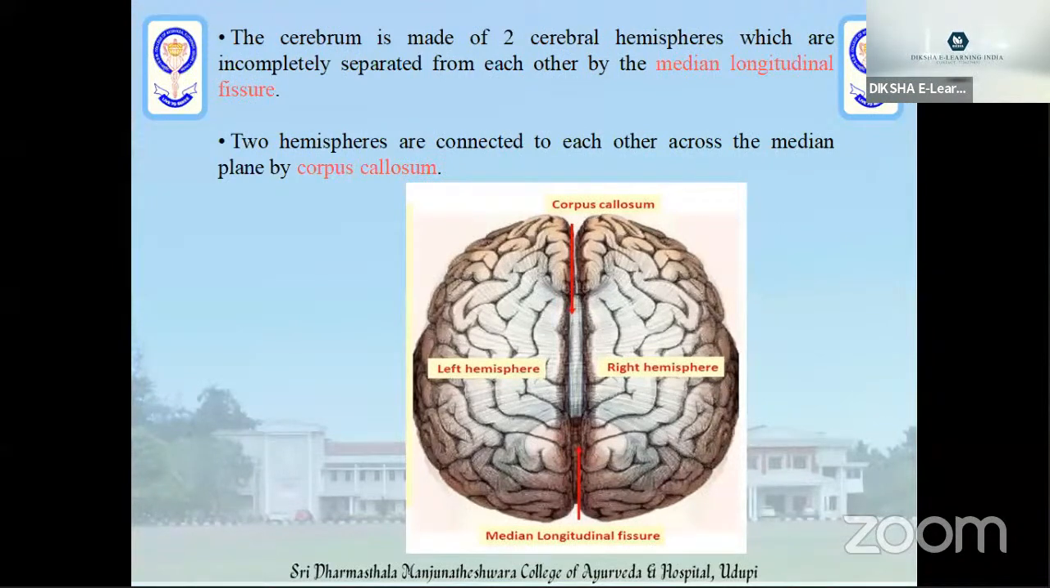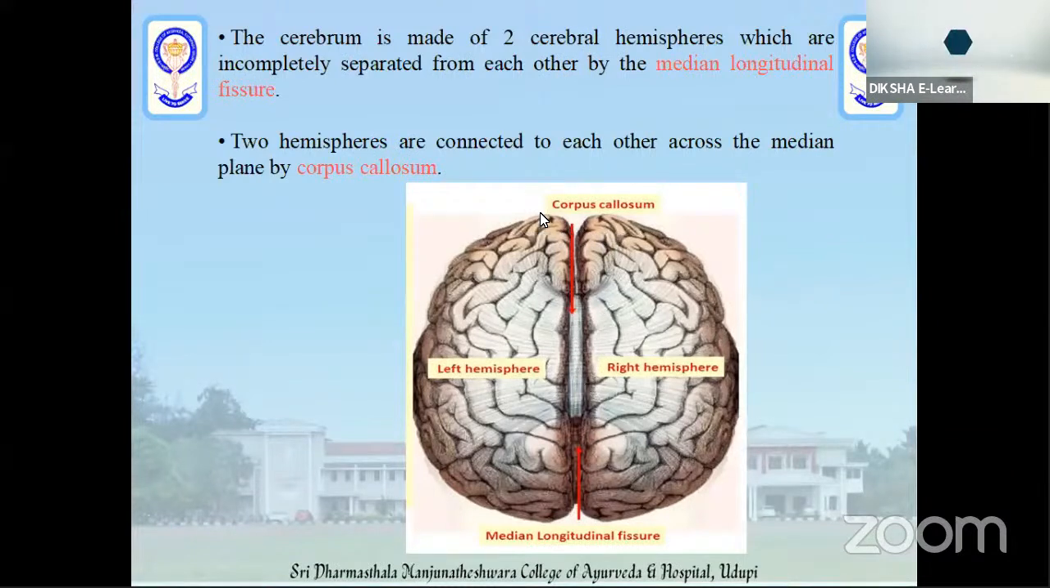The cerebrum is the largest part of the brain, and it is made up of 2 cerebral hemispheres which are incompletely separated from each other by a median longitudinal fissure. You can see in the diagram that it is incompletely separated by a median longitudinal fissure.